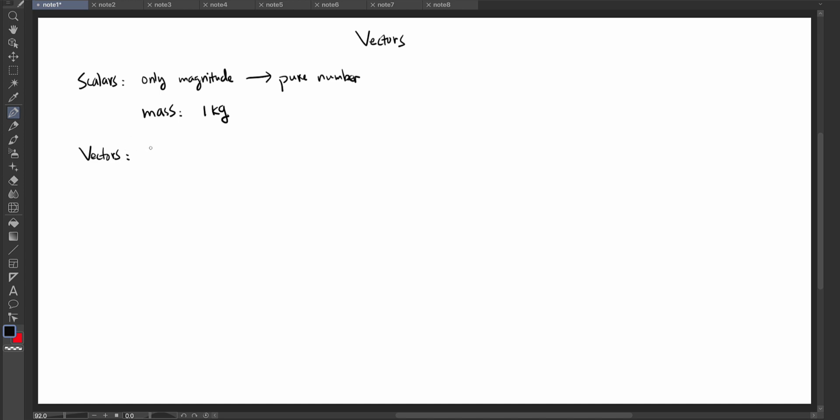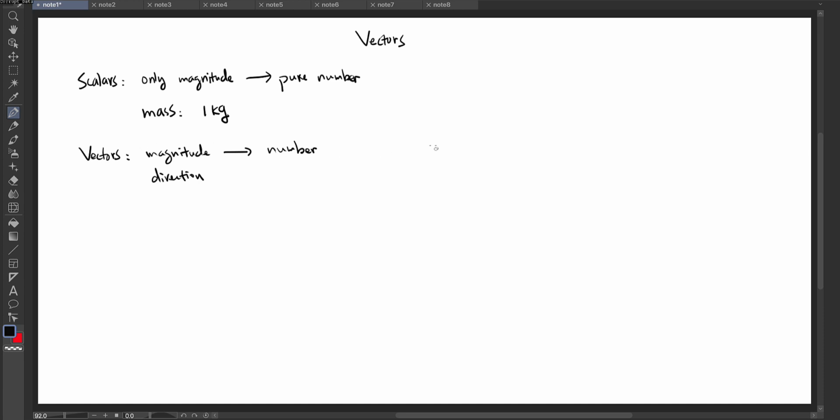Now vectors are quantities that have both magnitude and direction. And magnitude, just like a scalar, is just a number. But these kind of quantities also have the sense of direction. And different directions will make these quantity different. So let me give you one example.